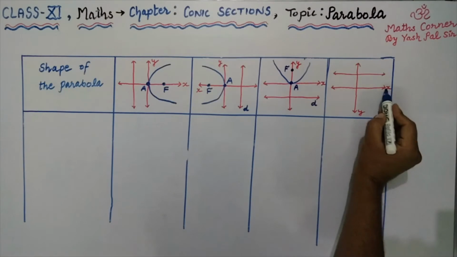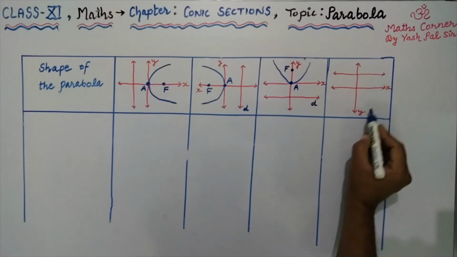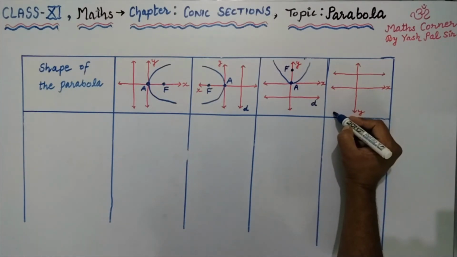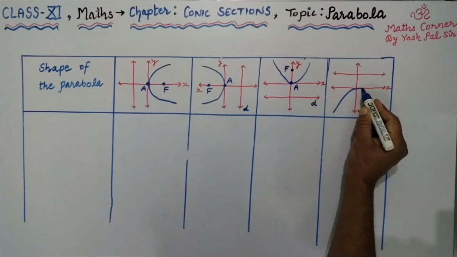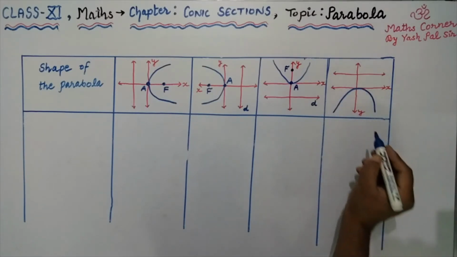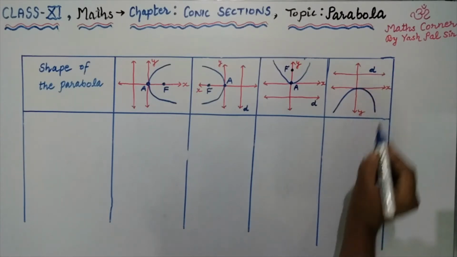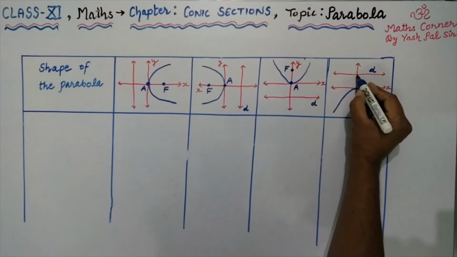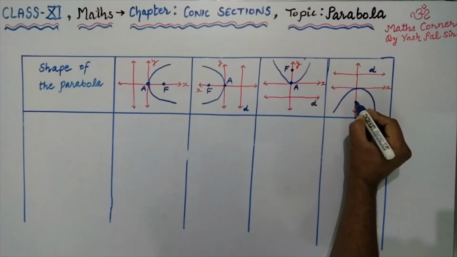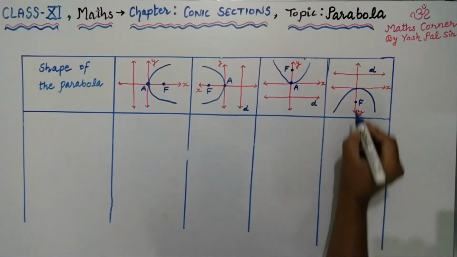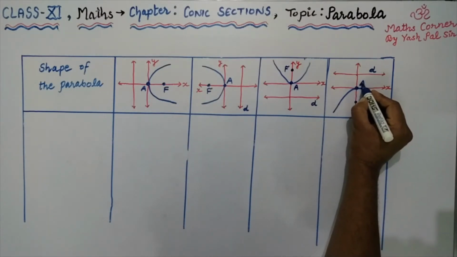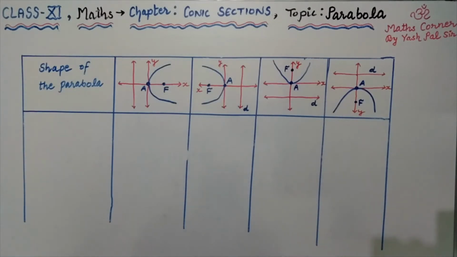Next one is, here also we take the coordinate system of axis, x-axis and y-axis, but the parabola shape is like this. So equal to this distance, this line is called directrix of the parabola. Equal to this distance, here is the point which is the focus of the parabola, and this point is called vertex of the parabola. Okay, so now we discuss about the axis.